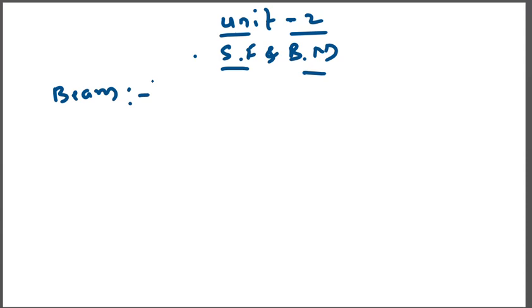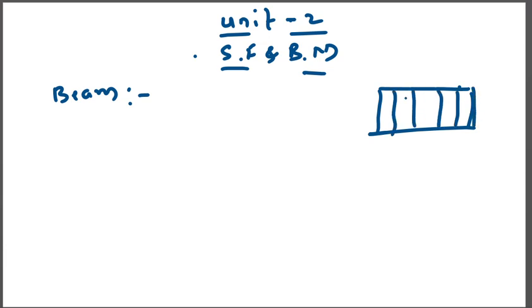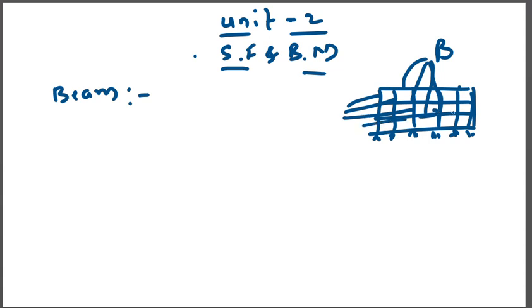Now what is a beam here? A beam is a horizontal member of a structure carrying transverse load. Let us consider a structure. It contains vertical members and also horizontal members. These horizontal members are called beams, and these vertical members are called columns. So a beam is a horizontal member of a structure carrying transverse load. That is the definition of a beam.